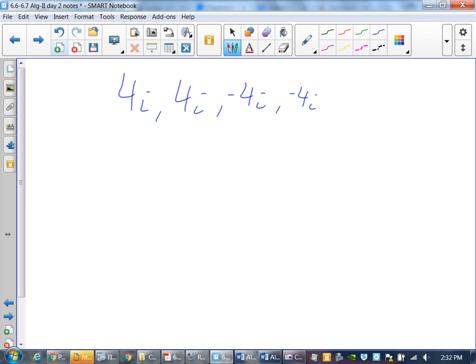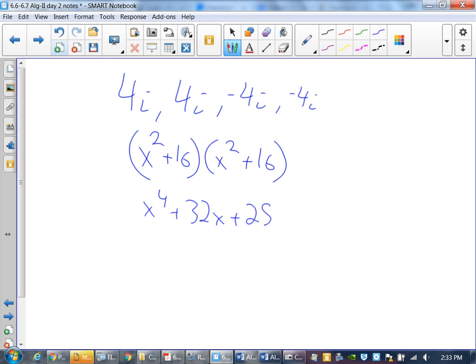So think about it. What gives you plus or minus 4i? x squared plus 16, and then x squared plus 16. And then you would FOIL that out. Okay, that's how that would work. So you get x to the fourth, plus 32x squared, and a 256.